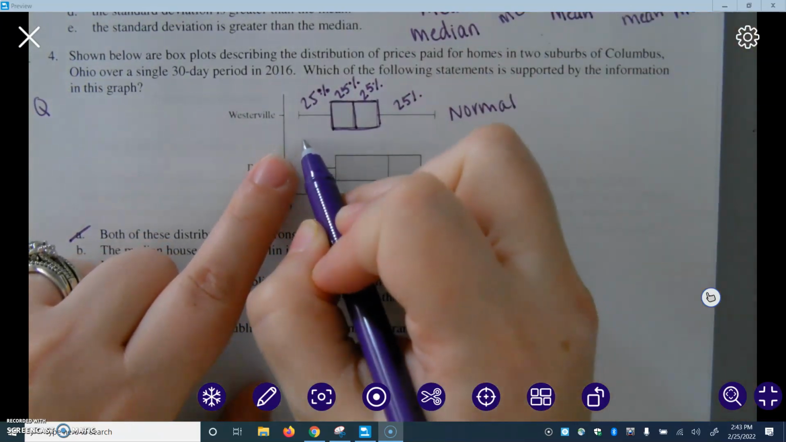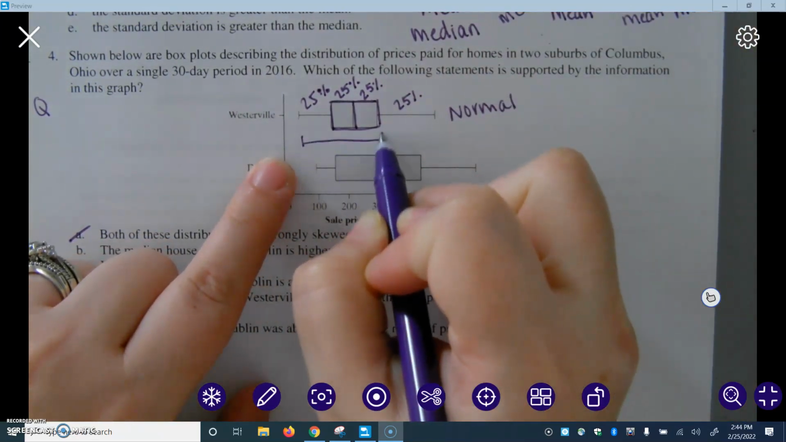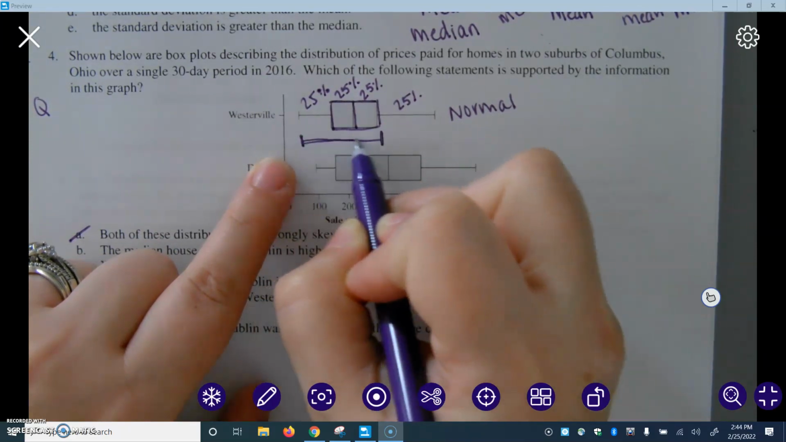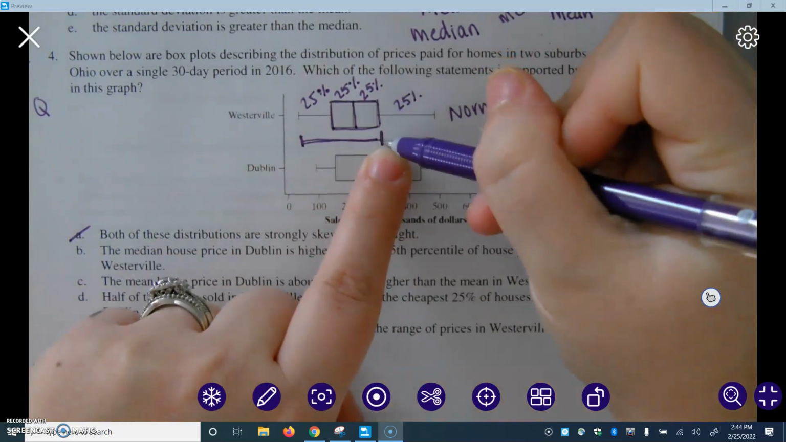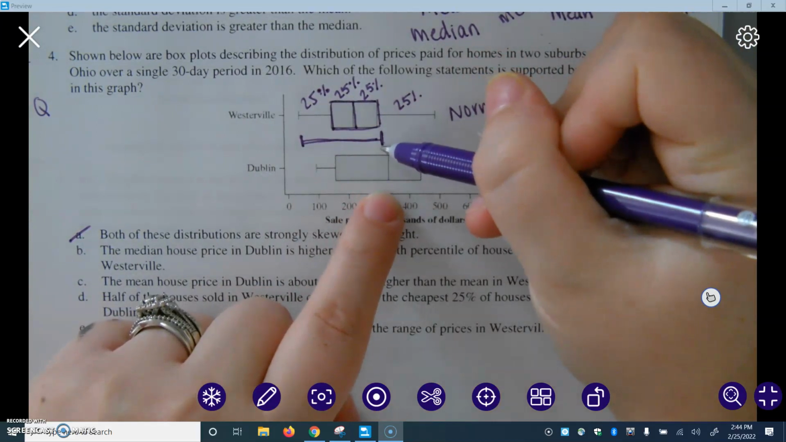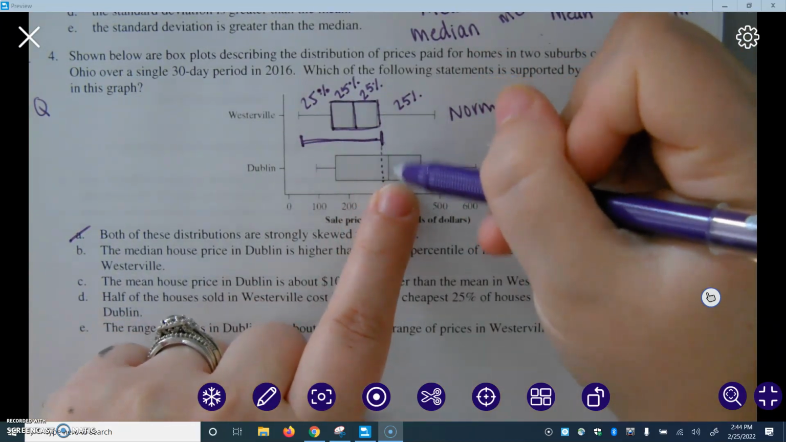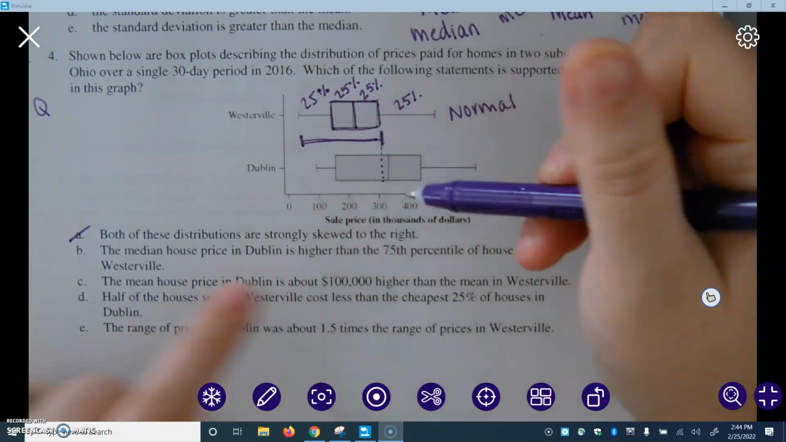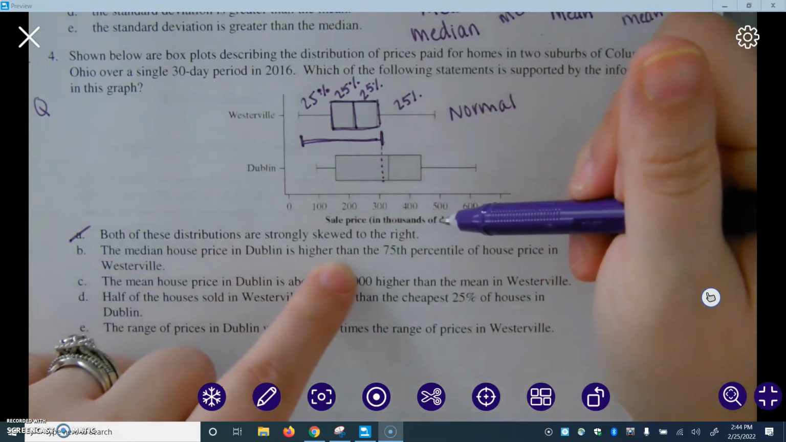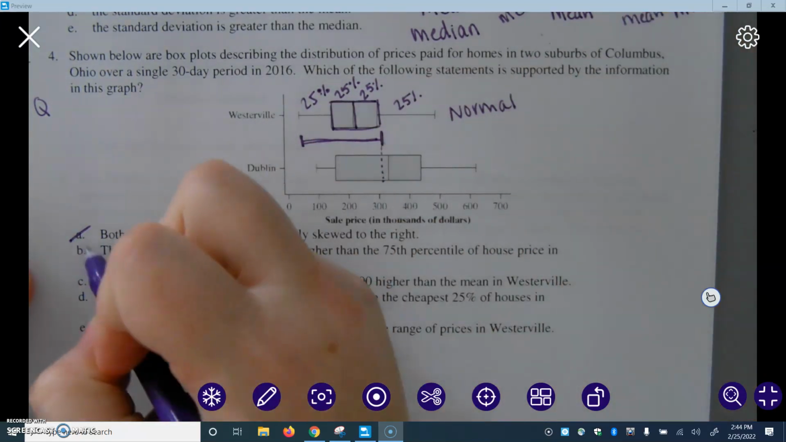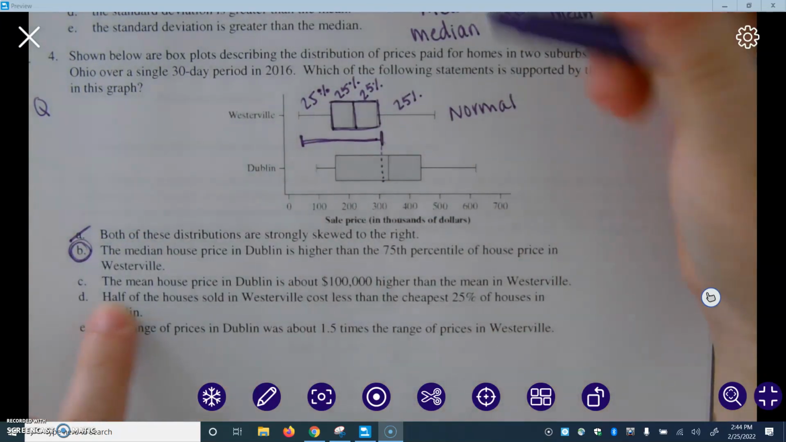So Westerville's 75th percentile is at the end of Q3. Q3 is the 75th percentile. And I can see that that is actually less than the median of Dublin. So the median house price in Dublin is higher than the 75th percentile. That is true.